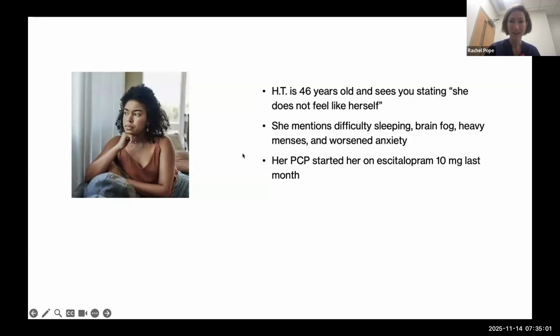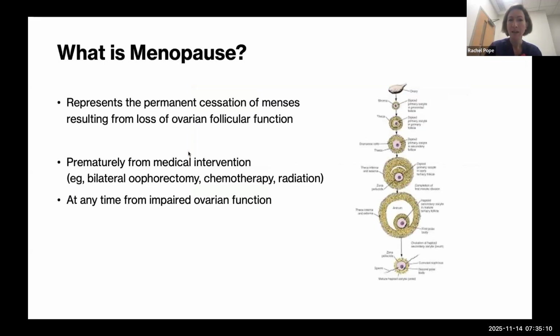And so she comes to see me to find out if there's something more, because while she knows that it might take 4 to 6 weeks for that medication to work, she feels like that's not the whole picture for her. So really, a lot of us know what menopause is. This is the permanent cessation of menses. So 12 months of no period is when we get a clinical diagnosis of menopause. Or it can happen earlier for people who've had an oophorectomy, or who've gone through chemotherapy or radiation that basically stops the ovaries from functioning.